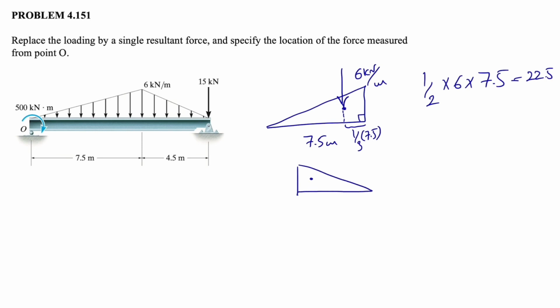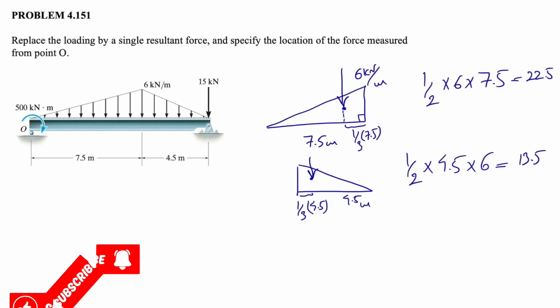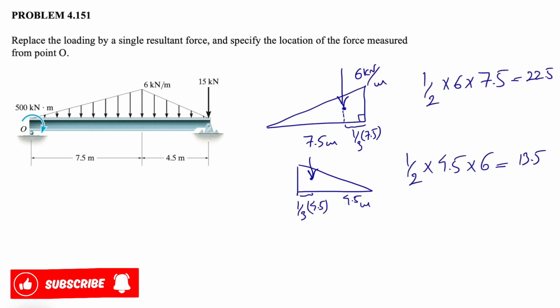We know this time the center of gravity will be 1/3 of the base, which this time is 4.5 meter. And same thing, we have 1 divided by 2 times 4.5 times 6, and this gives us 13.5. So we figure out the force of each of these two loads and where exactly it applies, and at the end of the question we need to find the resultant of all these forces.